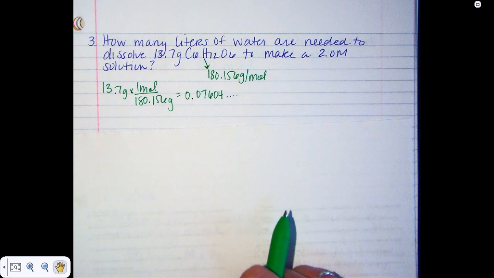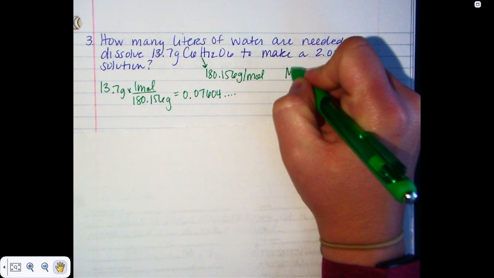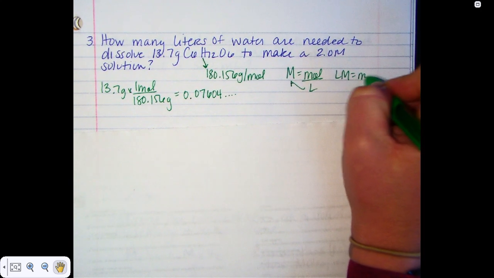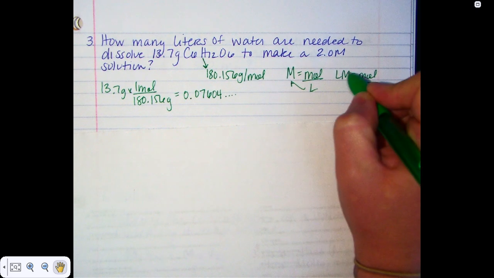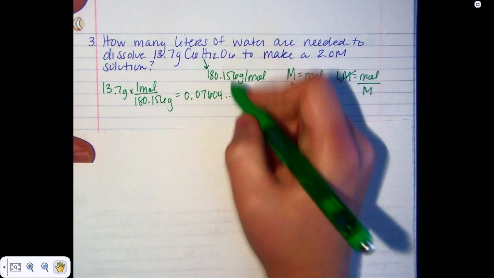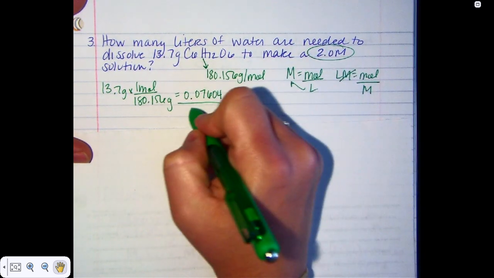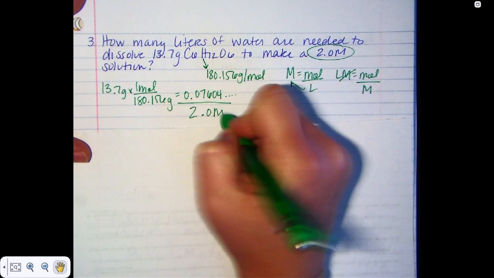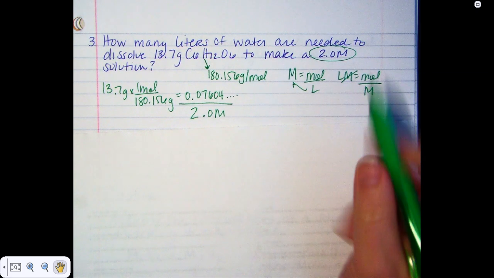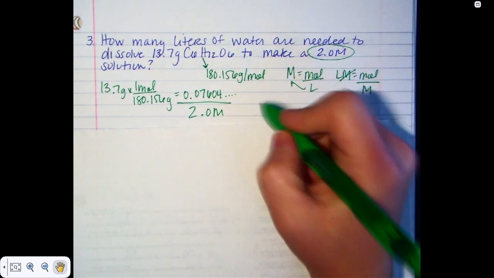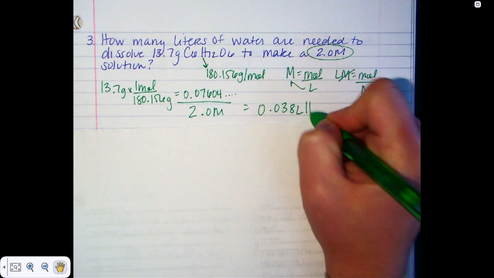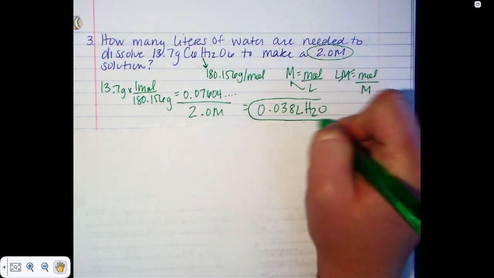All right, so how do I get liters out of this? Well, we need to rearrange our formula. Molarity is moles over liters, and we know multiplying across, liters times molarity is moles, and then dividing by molarity, liters equals moles over molarity. So I have my moles, and I have my molarity, and I'm just going to put that right underneath there. So my moles, the whole number in my calculator, divided by molarity, 2.0 is my sig fig indicator here, so 0.038 liters of H2O, because that's what it's asking me, how many liters of water.